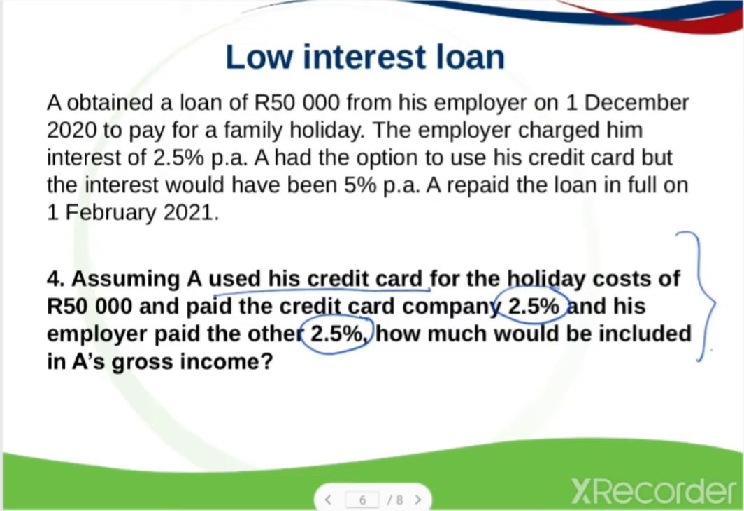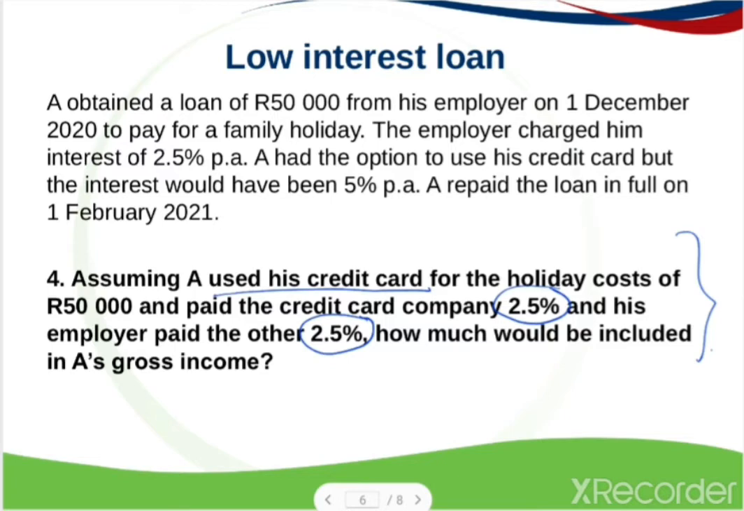It's no longer a low interest loan between an employer and an employee. It's now an employer subsidizing an employee's debt, which is another different type of fringe benefit. So this was a trick question just to illustrate to you how similar the two are, but at the same time they are different. So don't get confused.